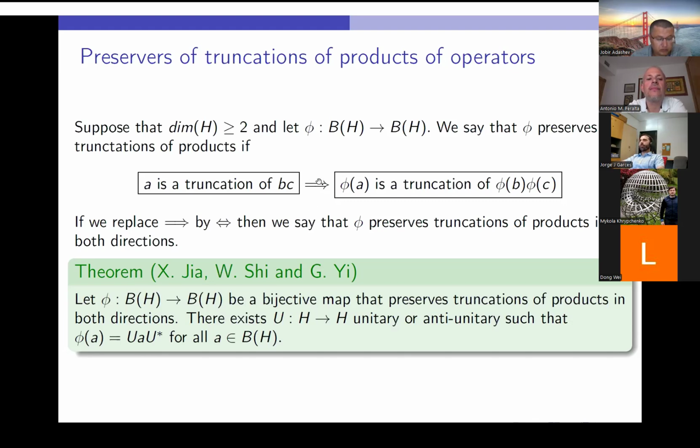And when you have an if and only if here, then you call it preserving truncation of products in both directions. So what they prove is that every bijective mapping between B(H) spaces that preserves truncations of products in both directions has this very nice form. Okay?